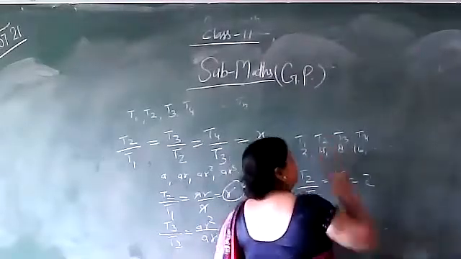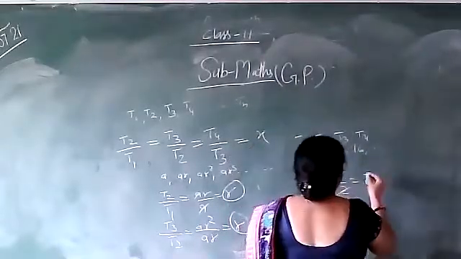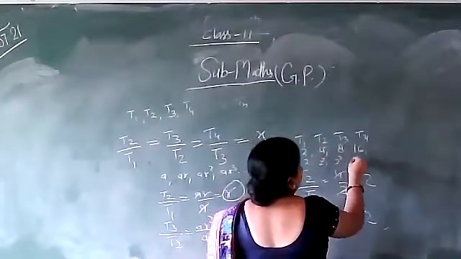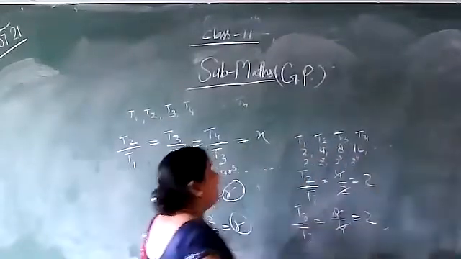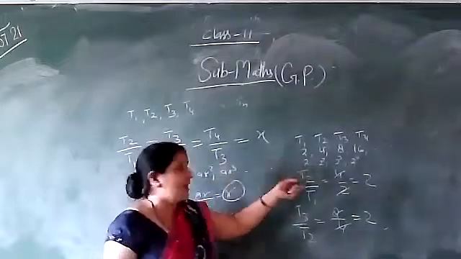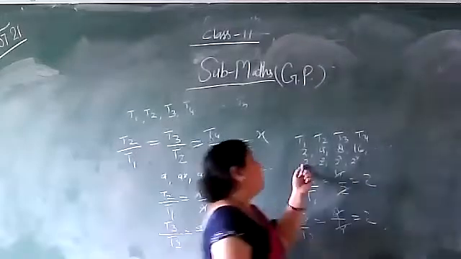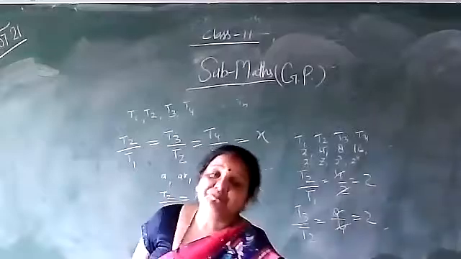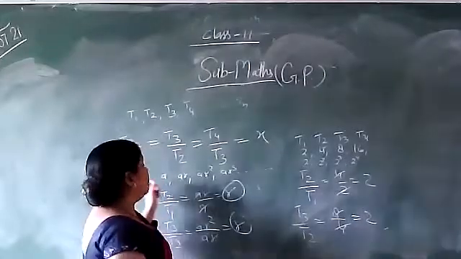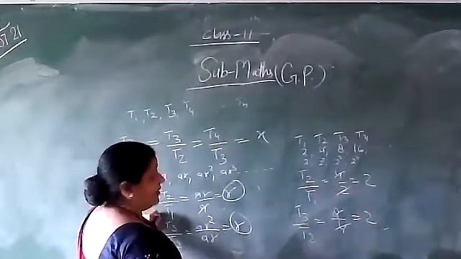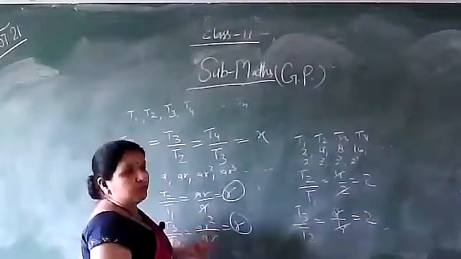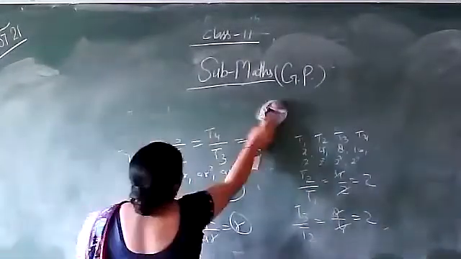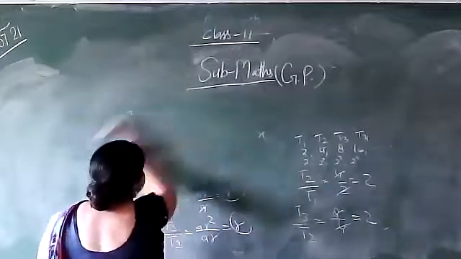Sorry, GP. Okay. We write 2 square, 2 to the power 3, 2 to the power 4. Here is also a GP. Why? Because when we divide, we get the same ratio. If we divide the second term by the first term, the third term by the second, the fifth term by the fourth, and we get the same ratio, it is called GP.